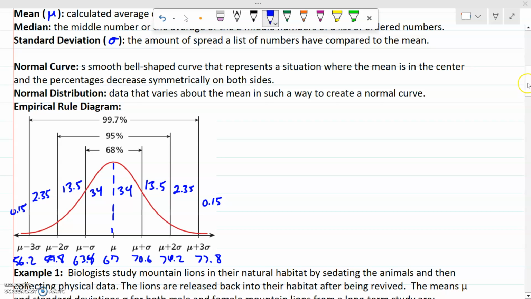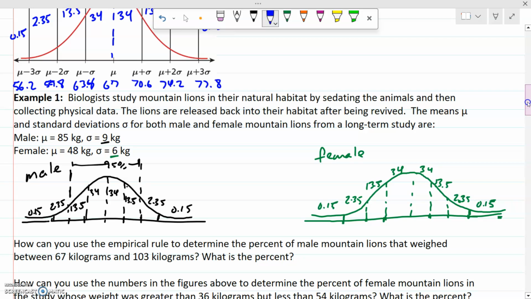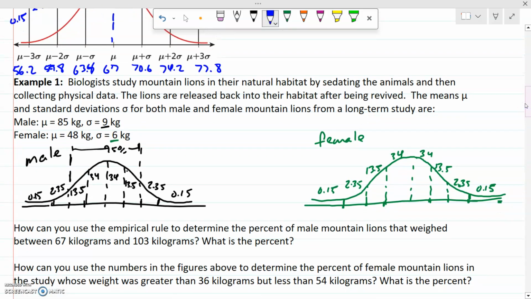So what I would like you to do right now, based on that, is go ahead and make out two of these for yourself, for example one, and they do give you two means and two standard deviations based on male and female, which means you've got to make two of these. So go ahead and make an example of this and fill in what the numbers should be on the bottom. I'll come right back in a second. Pause it now. You can check it in a minute when you get this done.